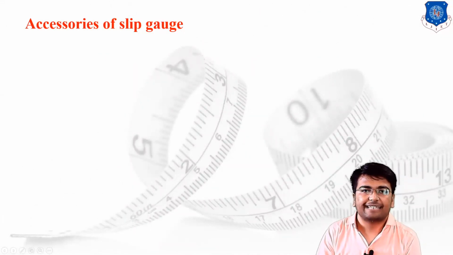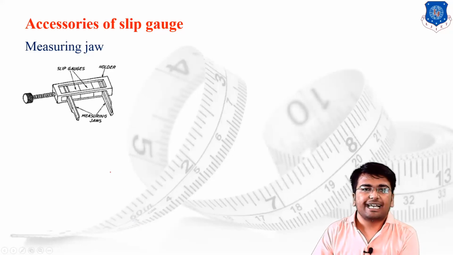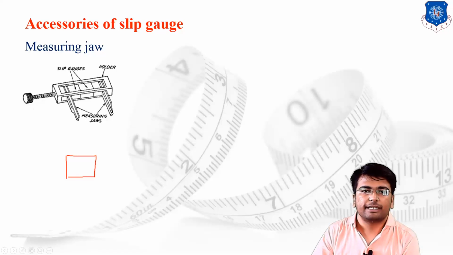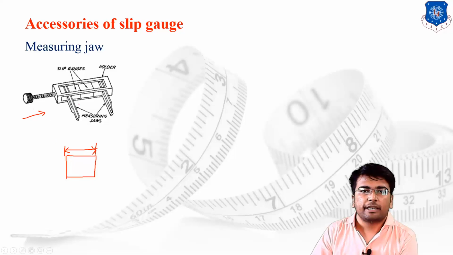Now we are going to discuss accessories of the slip gauge. The first one is the measuring jaw. As I have told you, suppose this is a block and I have to measure the dimension, or we can say the length of this particular block, then what I am supposed to do, I will use such a measuring jaw assembly in which the block has been placed over here. By using the measuring jaw, I can make a proper physical contact between the end surfaces of the block, and the slip gauge, or we can say the stack of the slip gauge, are placed inside this particular box.